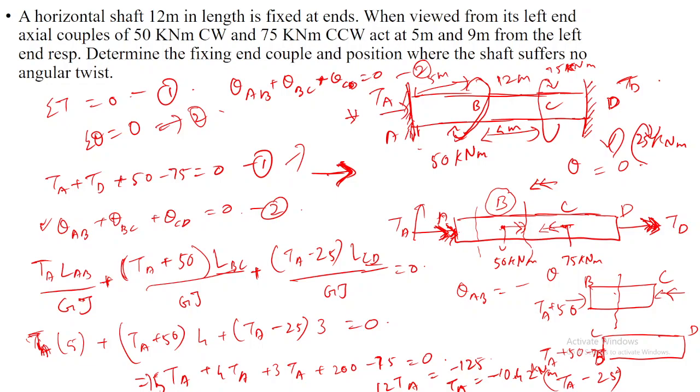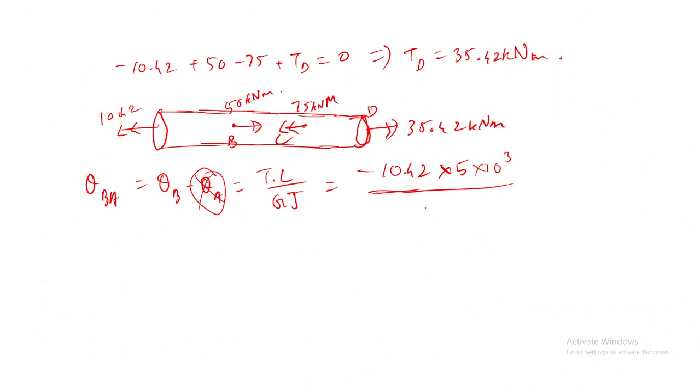Oh, G they have given, right? So whether G is needed here or not. Anyway, we are going to find the position where theta is 0, so G or J is not needed. So directly I can substitute in kilonewtons itself. So what value will I get here? Minus 52.10 divided by GJ radian.